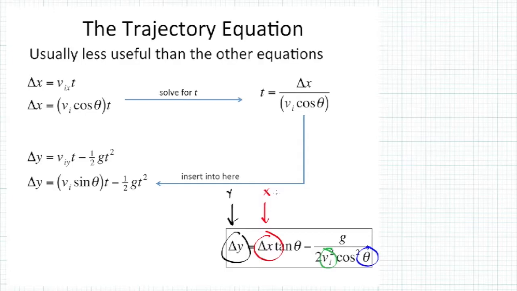So this is how we break it down. We actually take time out of the equation entirely. We look at the x part up here, an equation we're used to. Displacement is the initial velocity in the x direction times time, and we solve for t. We can take our initial velocity in the x direction and break it down into initial velocity total times the cosine of theta. That's really the same thing as initial velocity in the x direction, and we solve this for t.